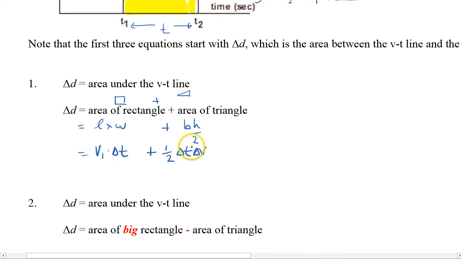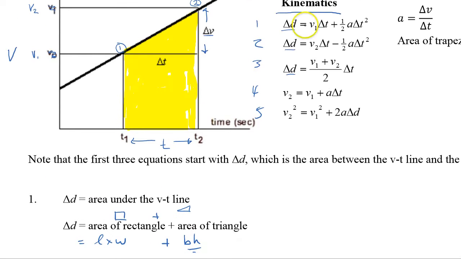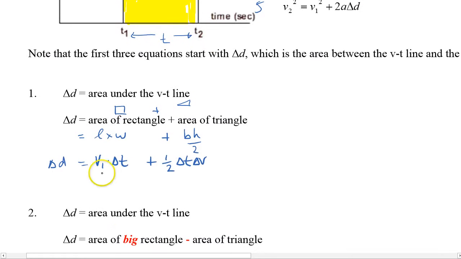You know what, I'm just going to switch that area around. No, I'll just leave it like that. So we're almost there. You are given these 5. So you can look at this, you can say delta D is V1 times delta T plus 1/2 A delta T squared. It looks pretty close except for this part isn't quite the same.